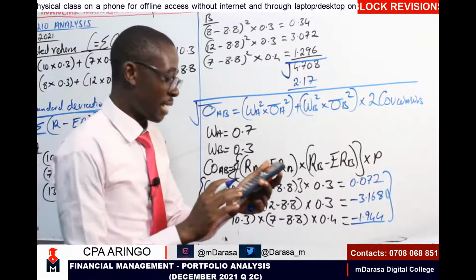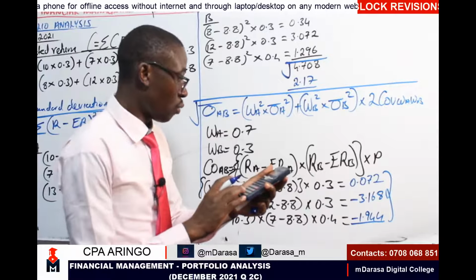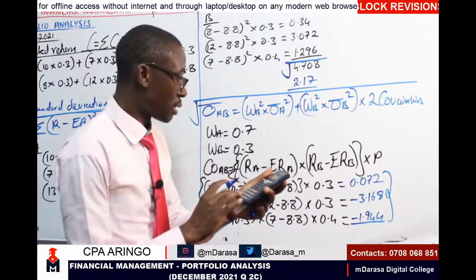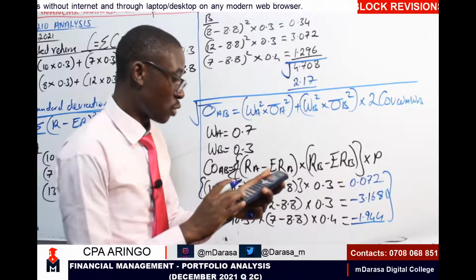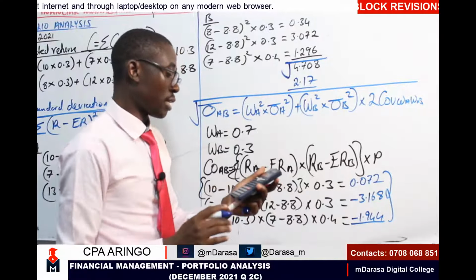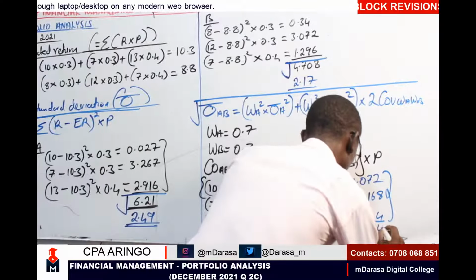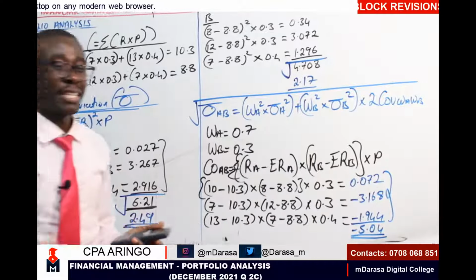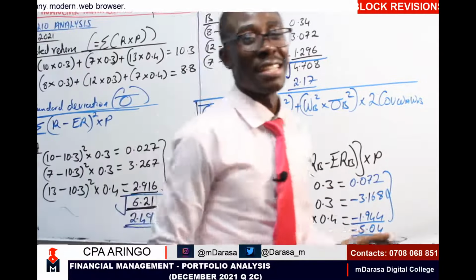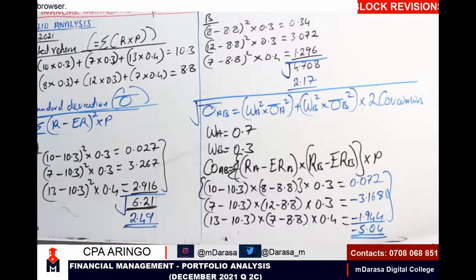So minus that, plus minus 3.168, plus 0.072. So in this case, I'm getting negative 5.04. Negative 5.04. That is what Mwalimu is getting as the covariance. So that will be our covariance. And kindly confirm if you are getting the same answers.